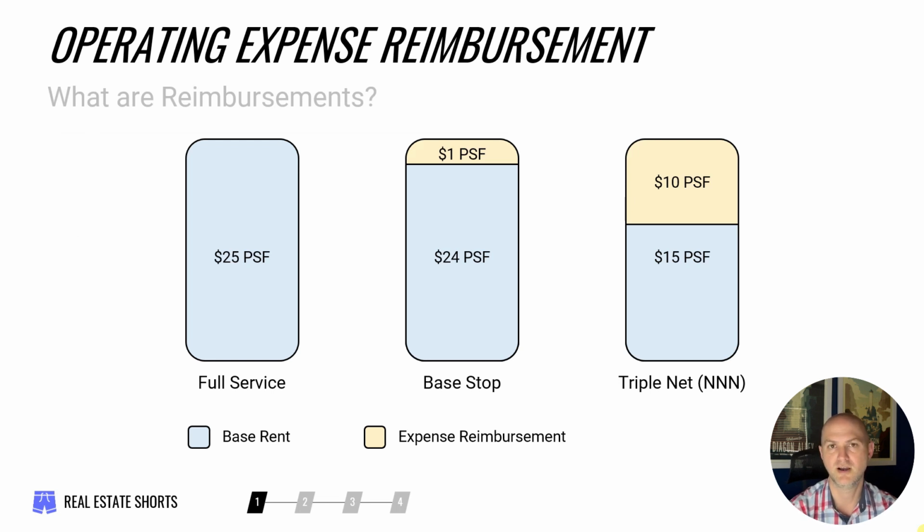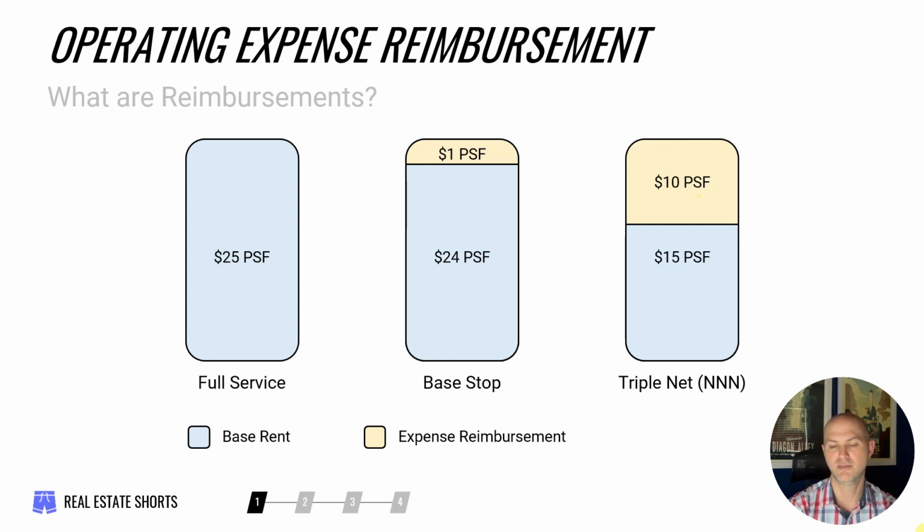On the left-hand side, you'll notice we have a full service lease. A full service or gross lease really only obligates the tenant to pay base rent and nothing else, so only blue. Now on the opposite end of the spectrum, we could have something like a triple net or an absolute triple net lease, where the tenant is responsible for paying both base rent, but also some portion or share of expenses due. In this case, the tenant may be responsible for paying their share of taxes, insurance, utilities, landscaping, repairs and maintenance, and so on.